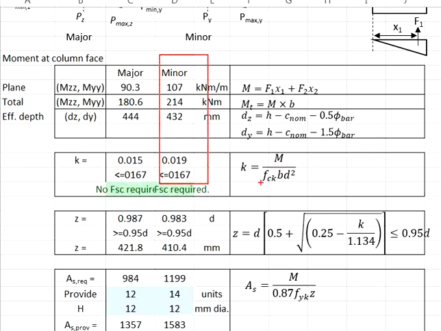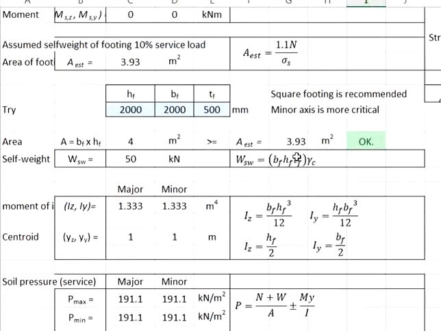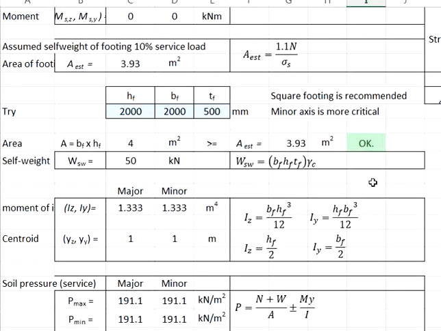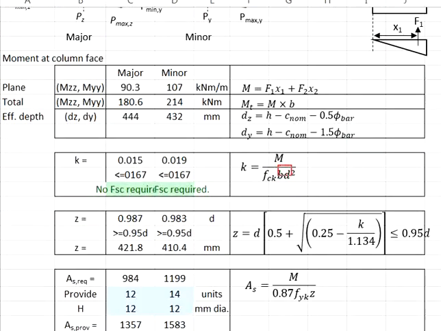Since we are talking about the minor axis, the B will be the width in terms of the major axis, which is this, and then the effective depth to be squared. We will do the same for the major axis.